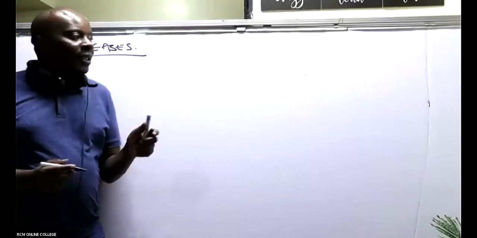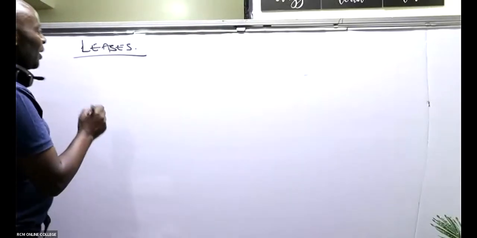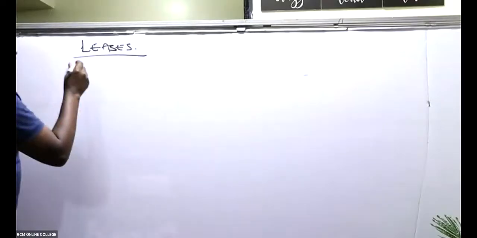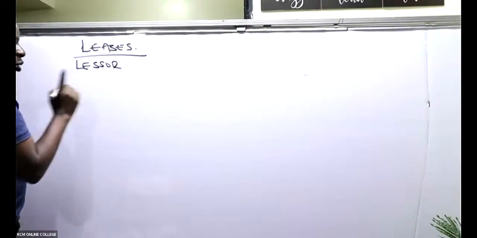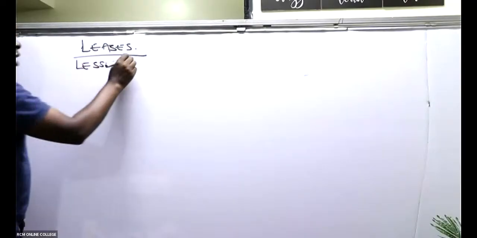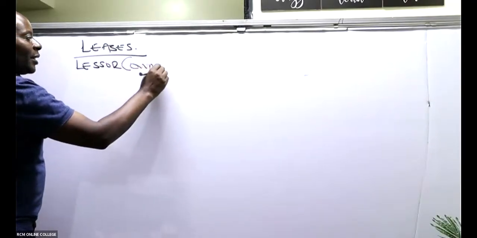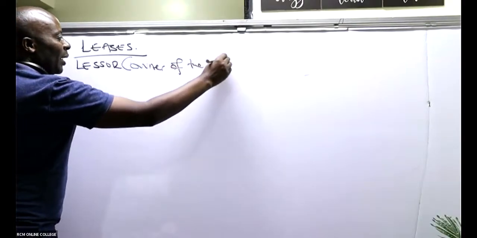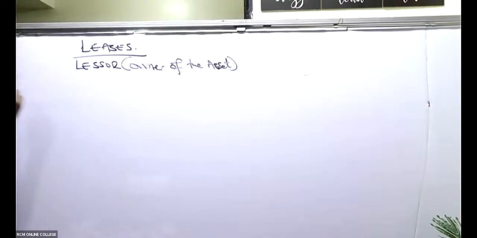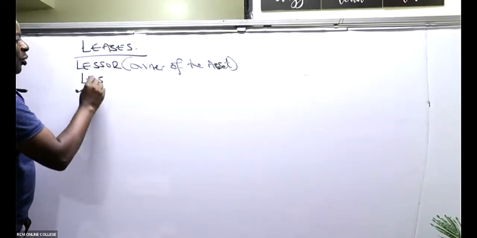In our last class, if you remember very well, we have two parties here. We have a party we are calling the lessor. The lessor is the owner of the asset. If the asset is a building, we shall be calling him a landlord.